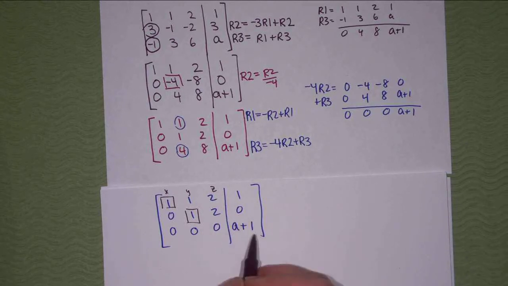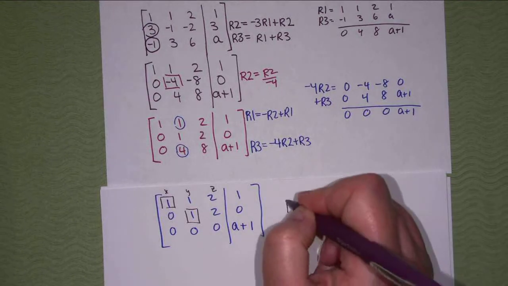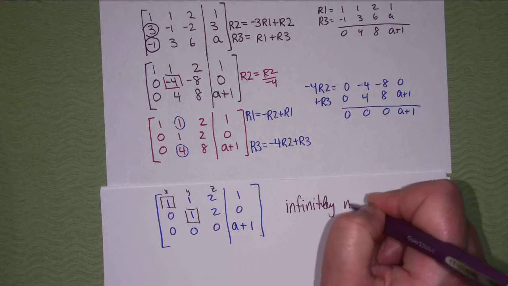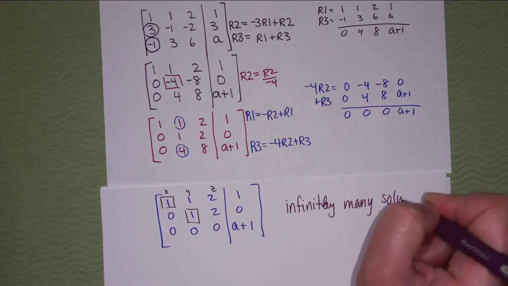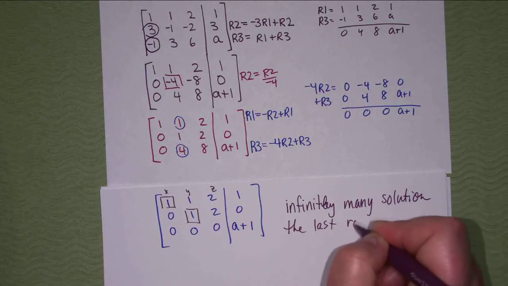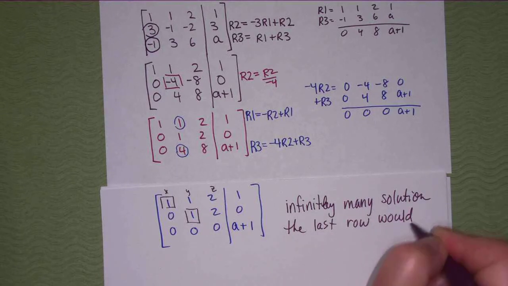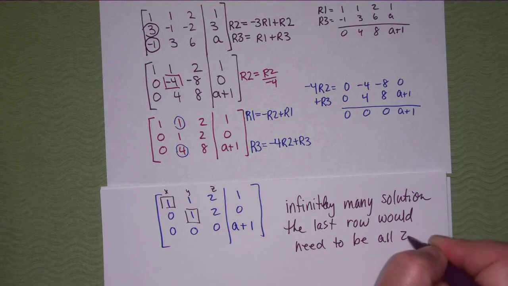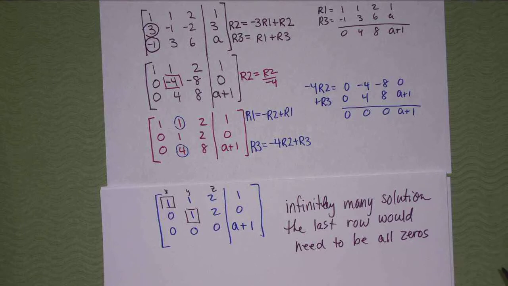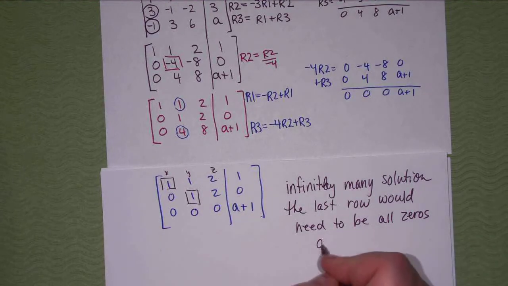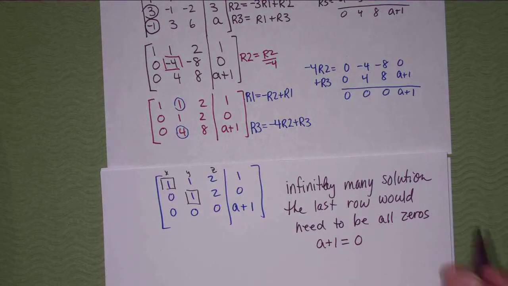But this would have to be a what for it to have infinitely many solutions? Yeah. For infinitely many solutions, that last row would have to be all zeros. Or else it has no solution. Because you can't have zeros and then a number. So for it to be all zeros, A plus 1 would have to equal 0. So A would have to equal negative 1. So that's for infinitely many solutions.